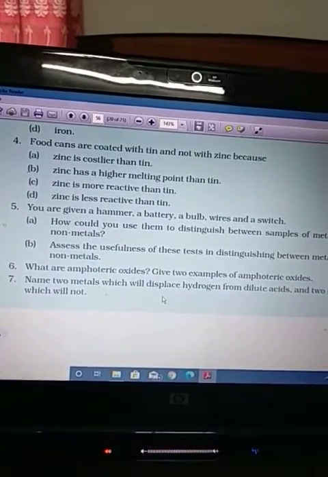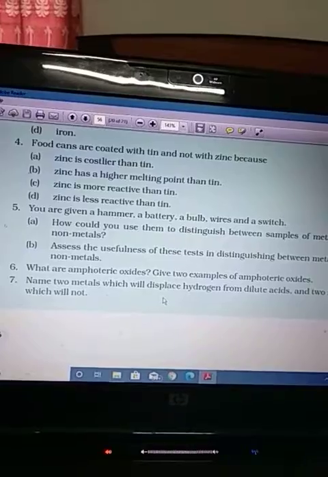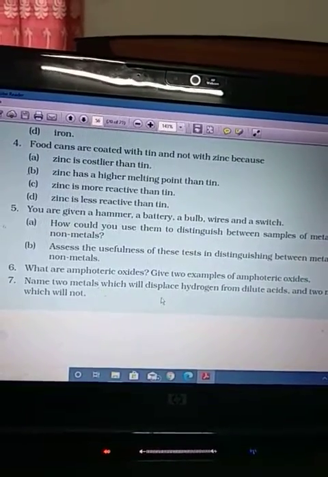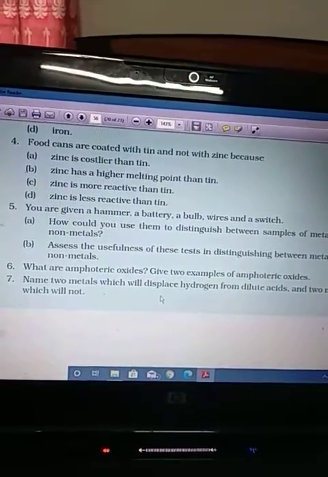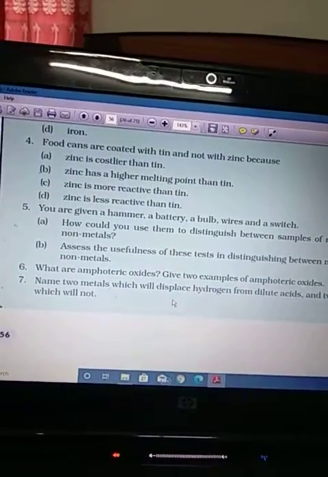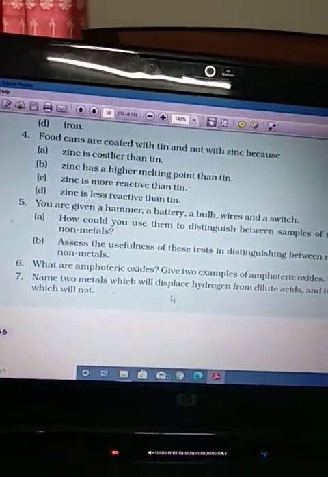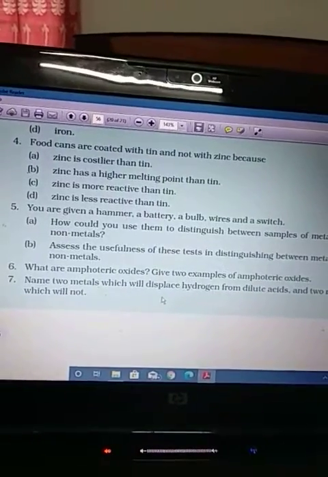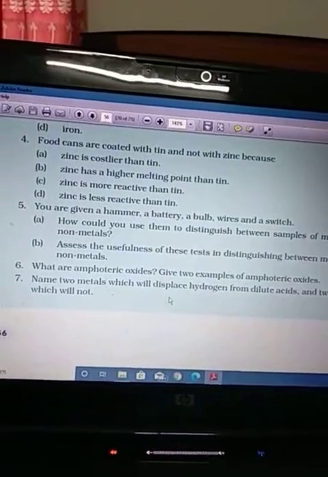Second case, we know metals are good conductors of electricity and non-metals are poor conductors of electricity. In this way, we can distinguish between metal and non-metal. That is, if they can conduct electricity, they will be metal. If they do not conduct electricity, they will be non-metal.